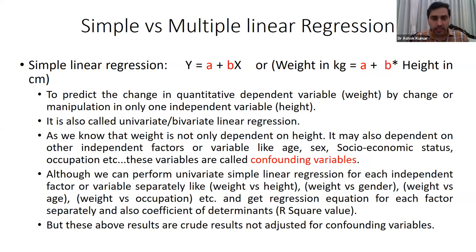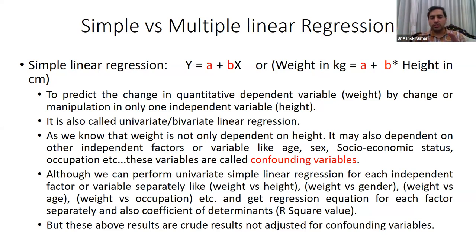So for adjustment, we have to use multiple linear regression, because we see the effect of height on weight after adjustment for other variables, after controlling other confounding variables. For example, age is a confounding variable, so I will control age, gender, socioeconomic status, occupation, and nutrition level.